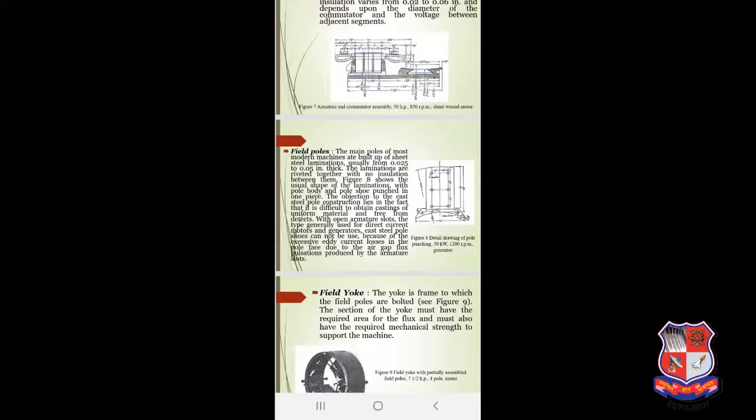The objection to the cast steel pole construction lies in the fact that it is difficult to obtain castings of uniform material and free from defects. With open armature slots, the type generally used for DC motors and generators, cast steel pole shoes cannot be used because of the excessive eddy current loss in the pole face due to the air gap flux pulsation produced by the armature slots.